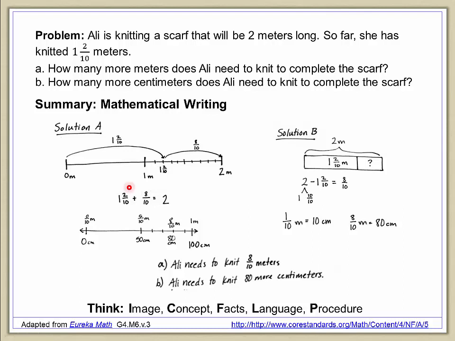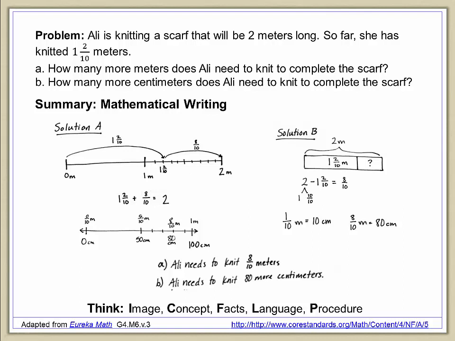But either way, they come up with the result that 1 2/10 plus 8 tenths equals 2, which results in the solution. Ali needs to knit 8 tenths more meters, which we see pictorially here.